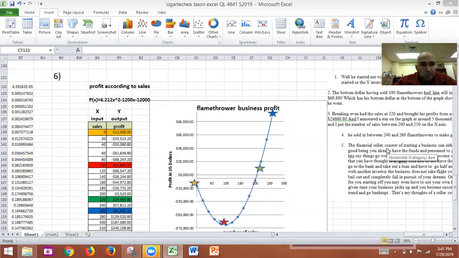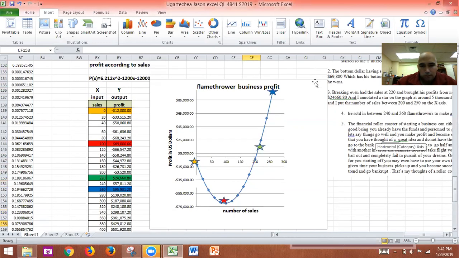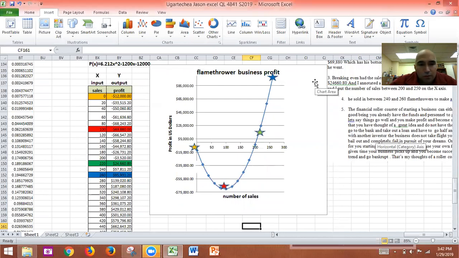As you can see, I put a star on the graph to show that at 5,000 and then at 25,000. And on the y-axis, I put the number of sales between 200 and 250 on the x-axis. I don't know if you can see that. There we go. So you can see there where he hit his bottom dollar, where he broke even, and then where he came out on top. So he sold between 240 and 260 flamethrowers to make an estimated profit of $90,000.